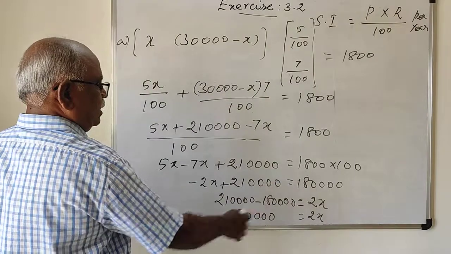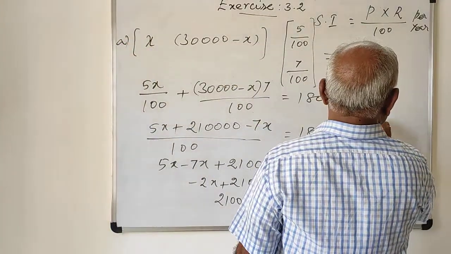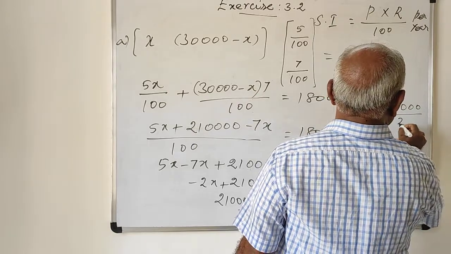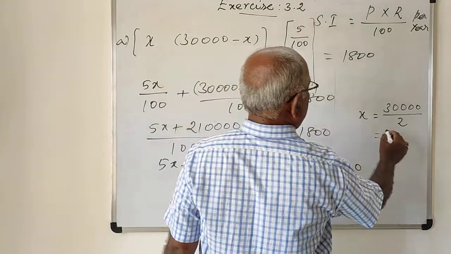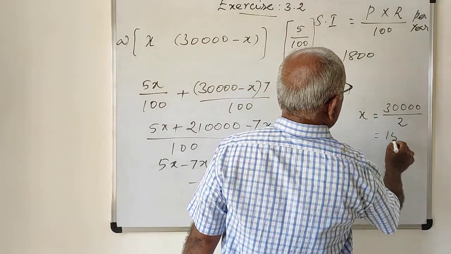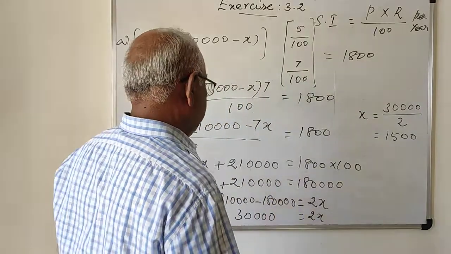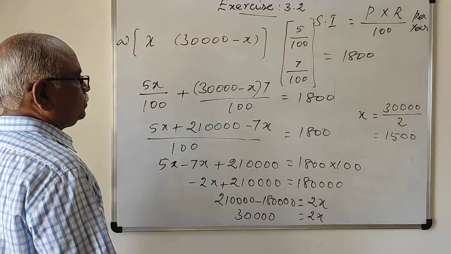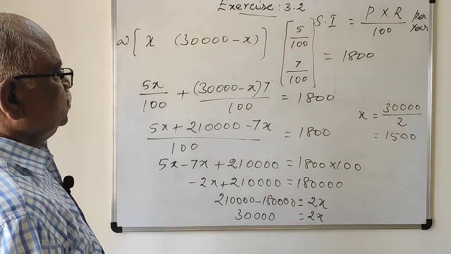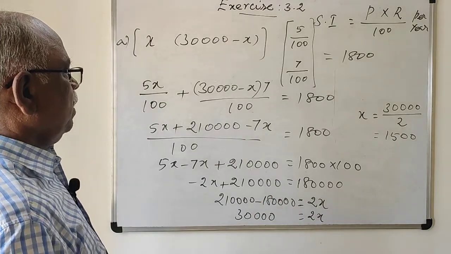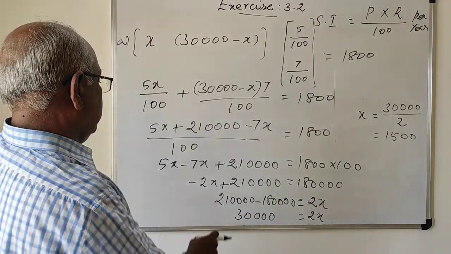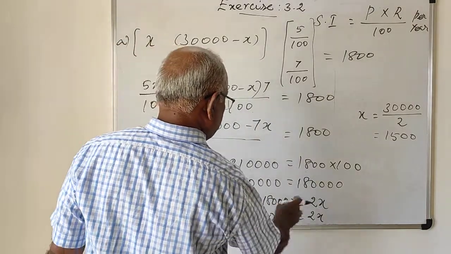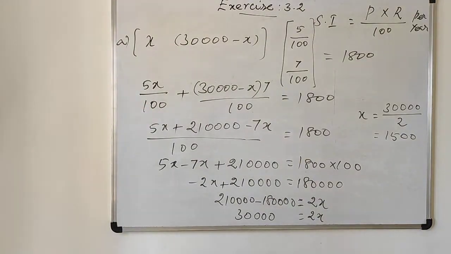From this, x will be equal to 30,000 by 2, which is equal to 15,000. So X is 15,000.